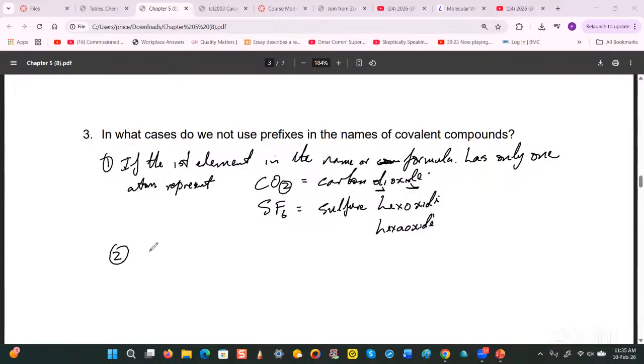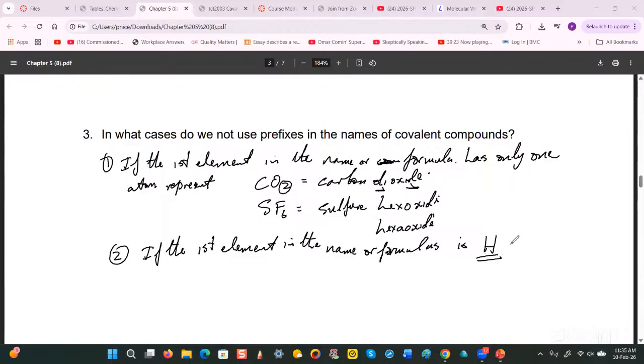The second exception is if the first element in the name or formula is hydrogen, then no prefixes are used whatsoever. No prefixes are used whatsoever for either element.